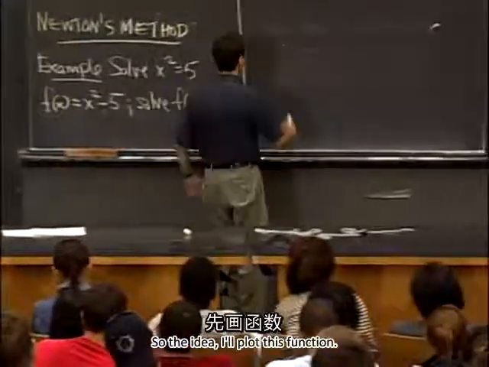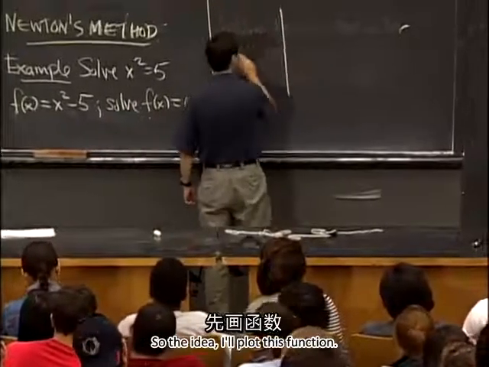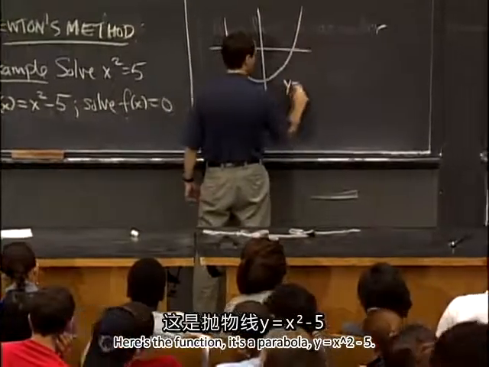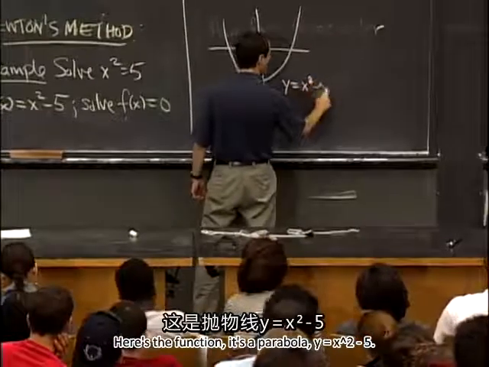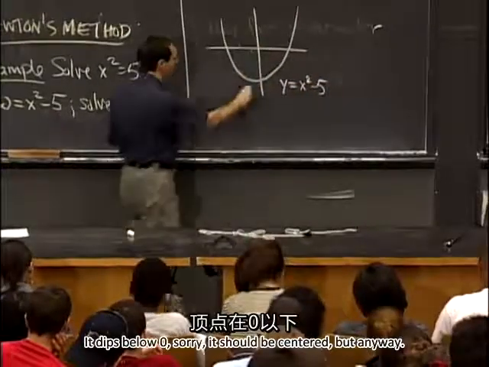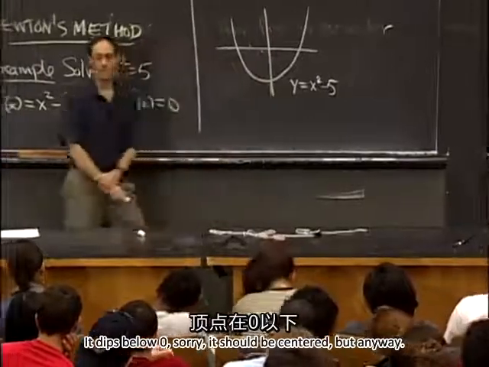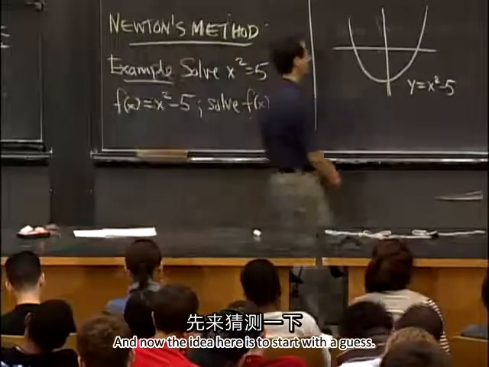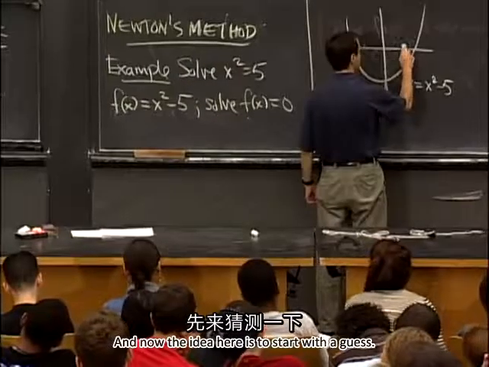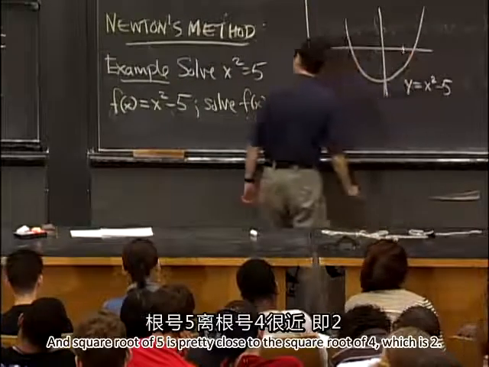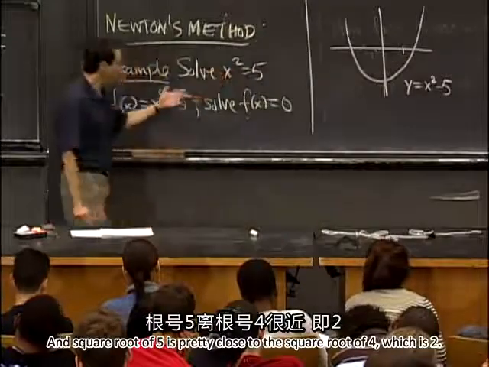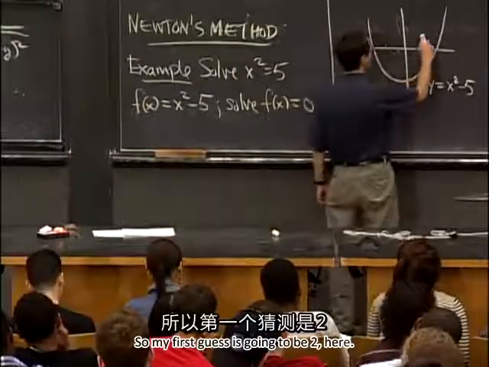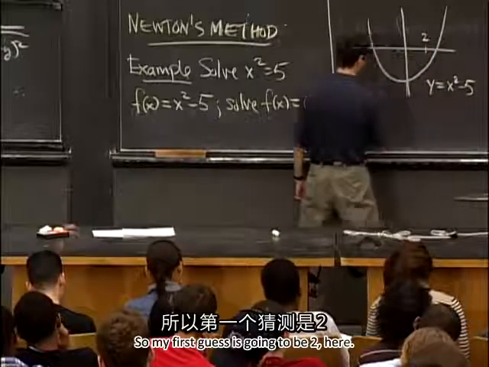So the idea, I'll plot this function. Here's the function. It's a parabola. y is equal to x squared minus 5. It dips below 0. Sorry, it should be centered, but anyway. Okay? And now the idea here is to start with a guess. And the square root of 5 is pretty close to the square root of 4, which is 2. So my first guess is going to be 2 here.